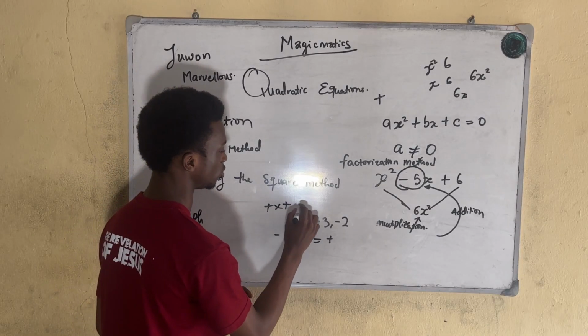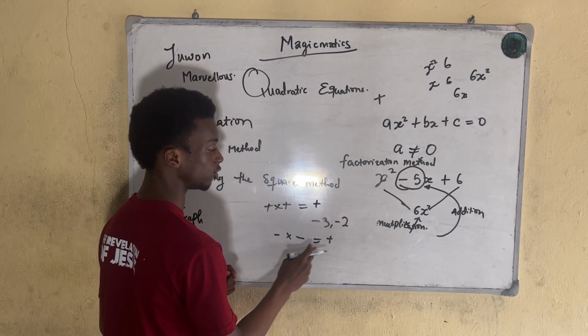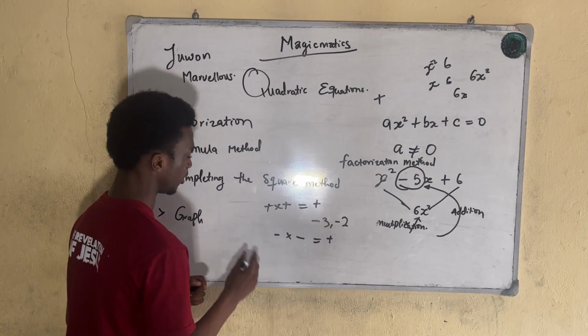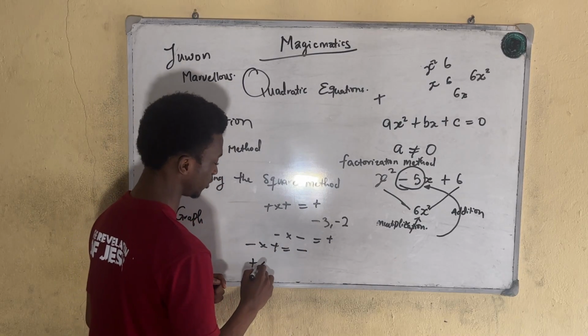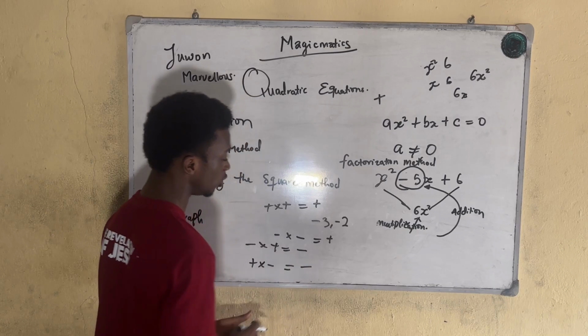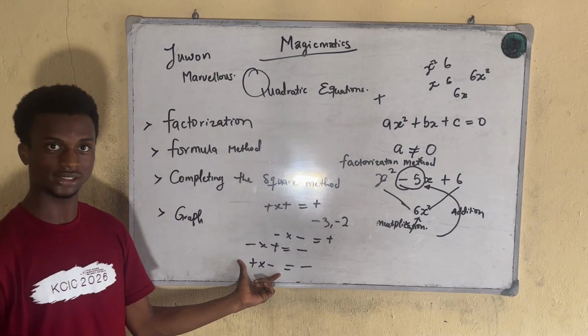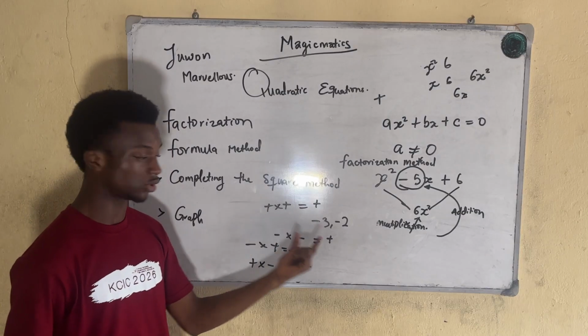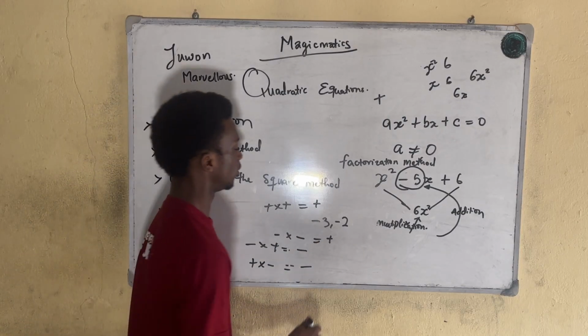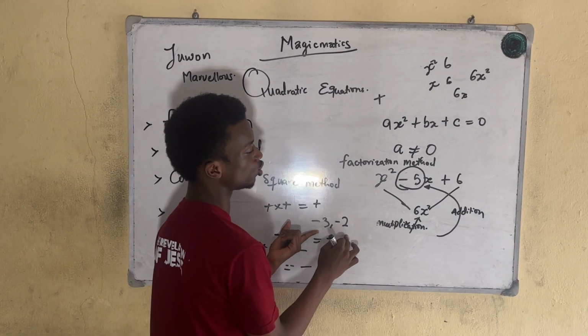How do I mean? Plus times plus is going to give you what? Plus. Minus times minus is going to give you what? Plus. Negative times positive is going to give you what? Negative. And then positive times negative is going to give you what? Negative. So when they are different signs, it's going to give you what? Negative. But when they are the same sign, it's going to give you what? Positive.